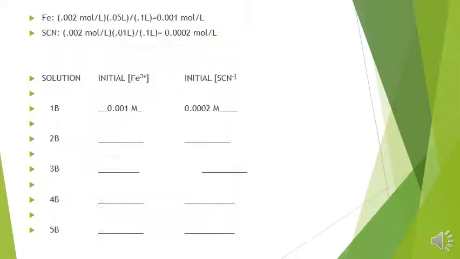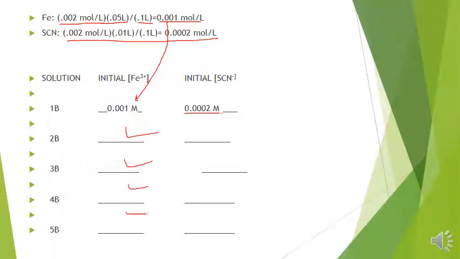Next step. Now you're going to take those calculations that we did in the last one. Let me go back and look at number 1B. For 1B, it took 0.02 moles per liter times 50 mils, divided by 0.1 liters, 100 mils, and you get 0.001, and you put it here. And then the SCN, you did 0.002 times 10 mils, or 0.01, divided by 0.1, and you put that one here. Then go ahead and do this for each one of the others.